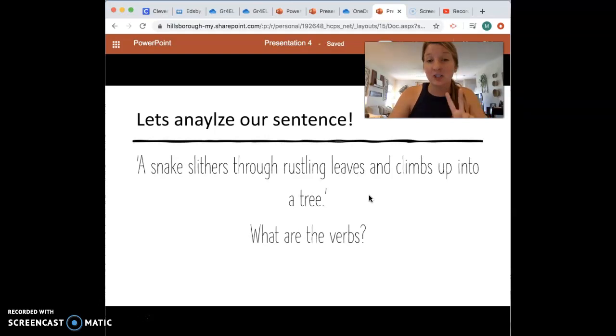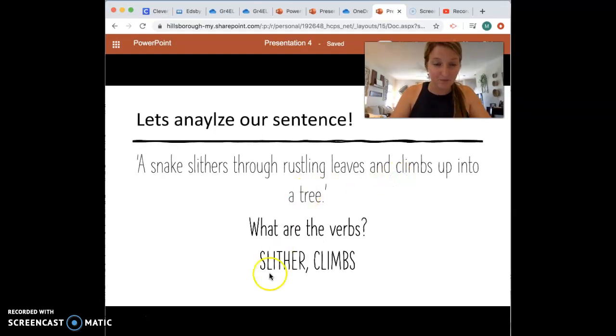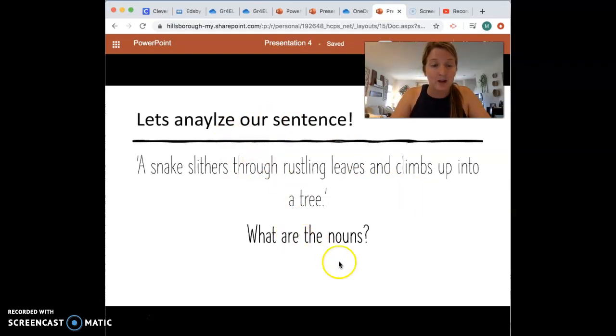All right, so there are 2 verbs. What are the verbs? The verbs are slither and climb. So we can slither, we can climb. These are both actions that the snake is doing. We said yesterday that the snake is the subject. So the snake is what this sentence is about. So now we have to think about what are the nouns.